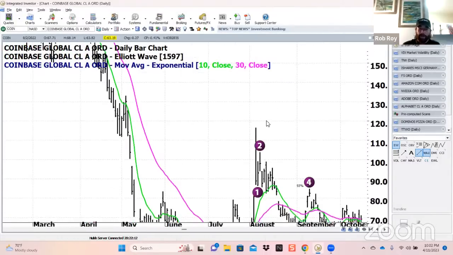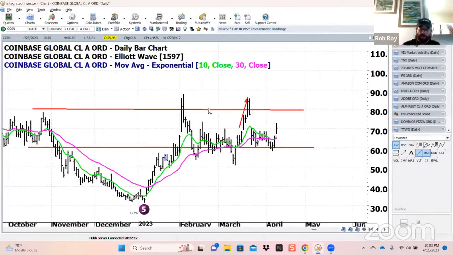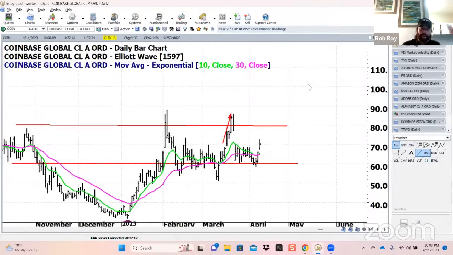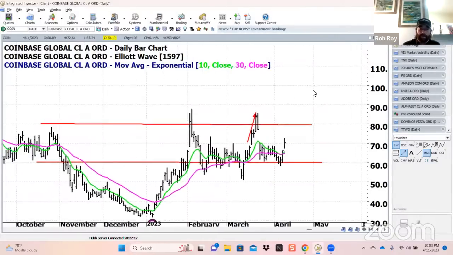So you have the luxury, if you will, of being cautious here and letting it break above 80 with follow through and then getting in. But if you're super aggressive, you still haven't filled this gap right here yet, and you could perhaps enter now.